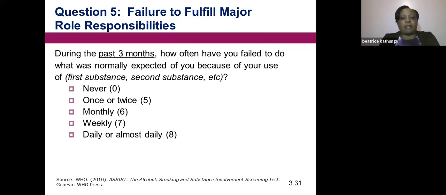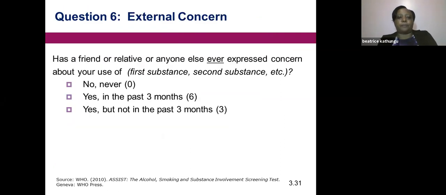Then you go to question number 5, which is failure to perform key responsibilities or expectations. And again, you show them the response card and they select. And for each of the substances, remember that they mentioned in question 1, you score. And then you go to question 6.